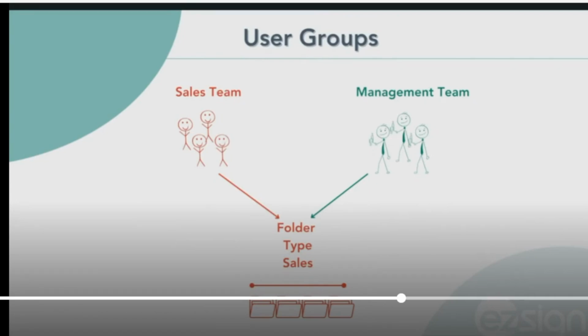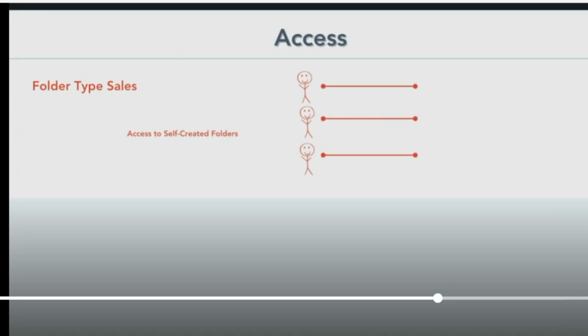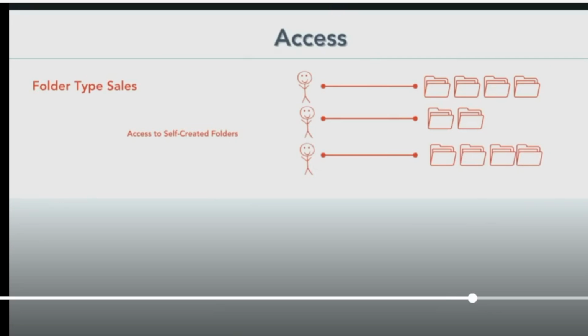In this case, both my sales team and my management team have access to the sales folder type. So there are different levels of access to a folder type. The first we're going to look at is access to self-created folders. This means, for example, I have 3 members. The first one creates 4 folders, the second 2, and the third 8. Well, each one of those members will only see their own folders, meaning member number 1 will see 4 folders, member number 2 will see 2 folders, and member number 3 will see 8 folders.